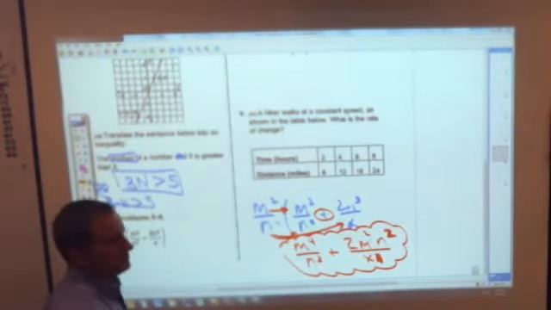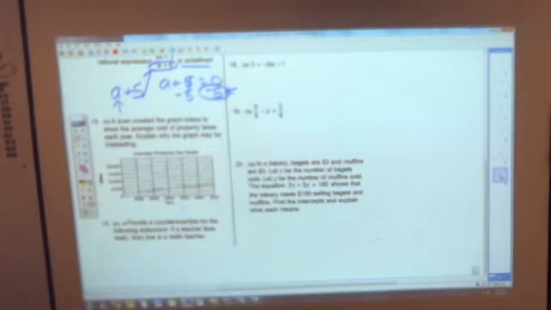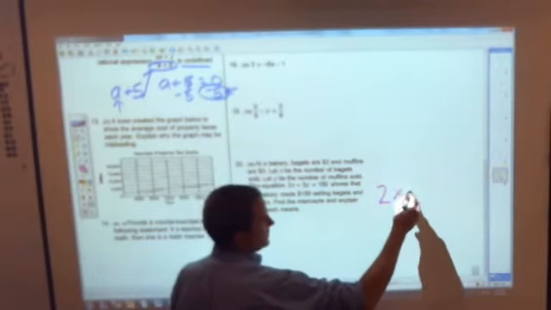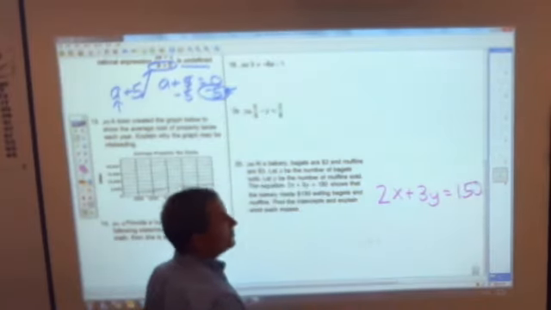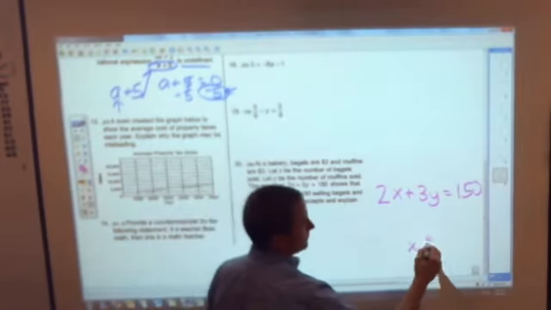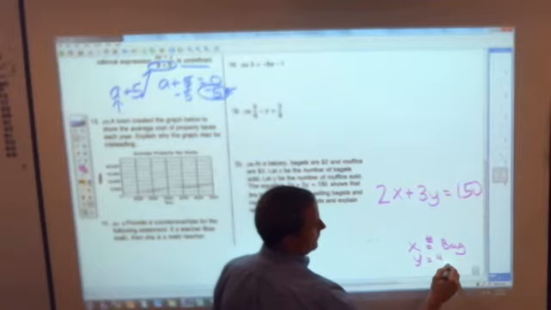Emily, how do you think number 12? All right. The beautiful thing here is, Emily, they gave you the equation already, correct? So you know this is your equation. 2 times x plus 3 times y is 150. If I was you, I would write down what the letters stand for. X is number of bagels, and y is the number of muffins.